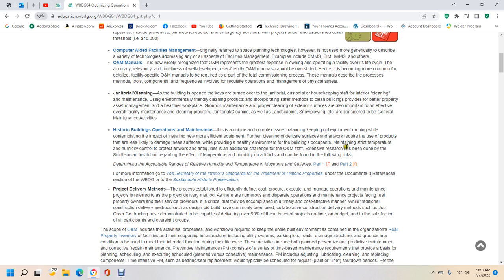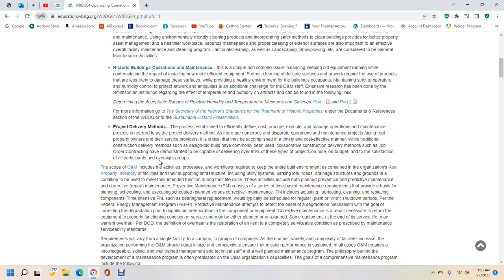For the operation and maintenance staff, extensive research has been done by the Smithsonian Institution regarding the effect of temperature and humidity on artifacts, which can be found in the following links. Determining Acceptable Ranges for Relative Humidity and Temperature Measures in Museums and Galleries, Parts 1 and 2. For more information, see the Secretary of the Interior's Standards for the Treatment of Historic Properties, under the document reference section of the Whole Building Guide on Sustainable Historic Preservation.